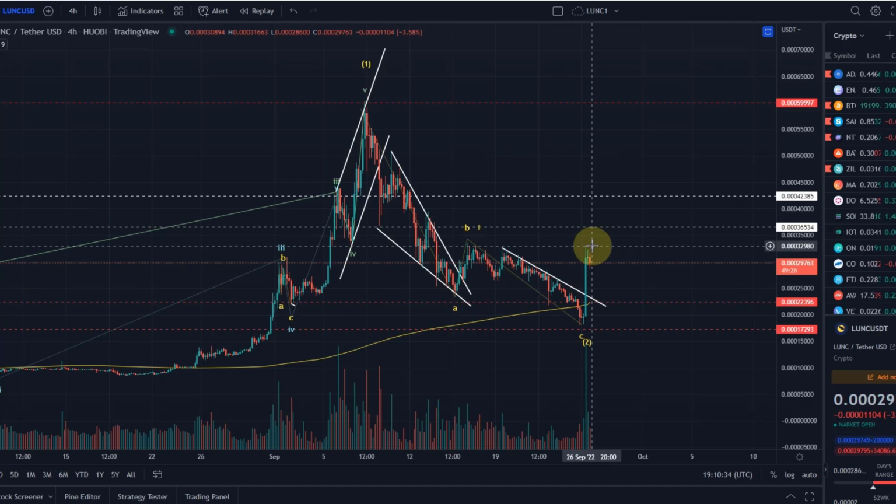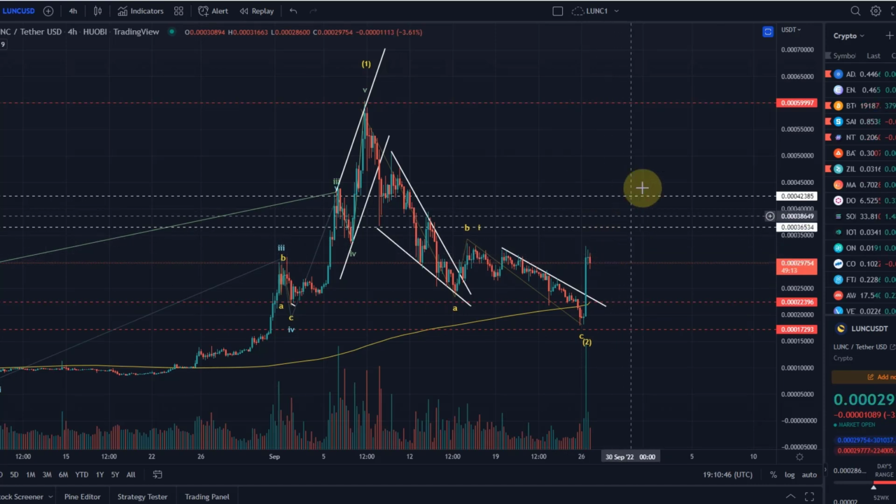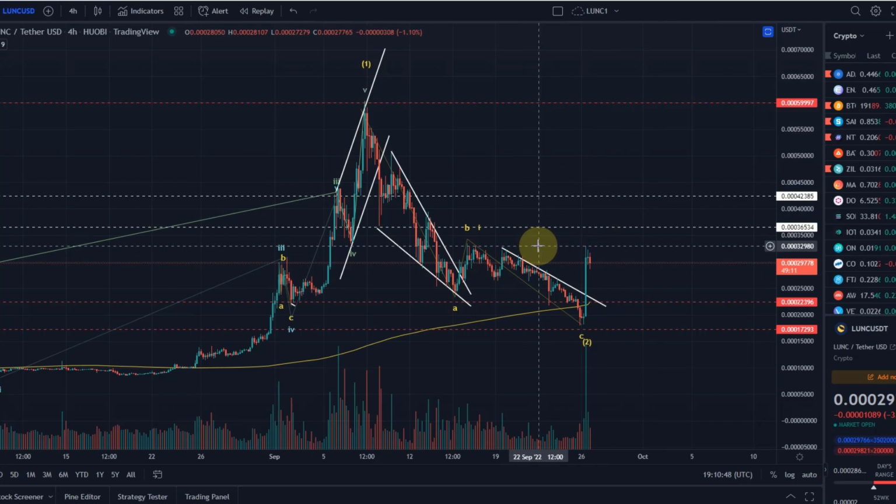Now this is nothing where, again, you can do what you want, but this is not where I would enter, because we're again further away from support. That would be different when we break out and then come back to support. That would be a possible breakout trade, of course. But we're not out of the woods until we break out of this to the upside.